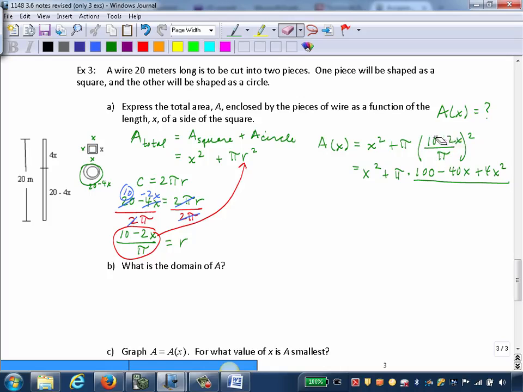So now I've got this fraction. I squared the numerator. Now I square the denominator. Well, pi squared, that's just pi squared. Now I can reduce my common factor of pi. That'll just give me a pi in the denominator. So my new simplified expression here will be x squared plus 100 minus 40x plus 4x squared over pi. This is my function A of x.